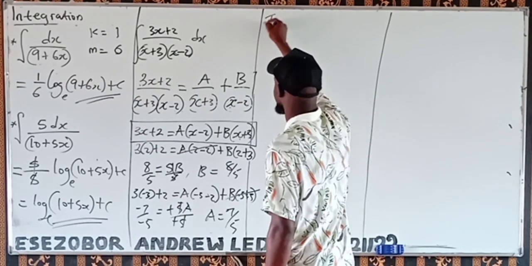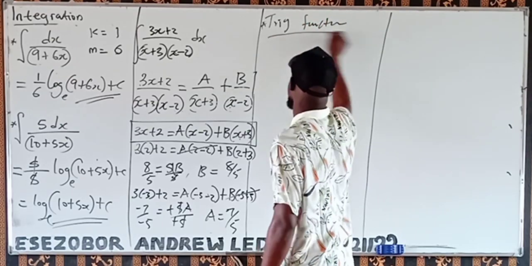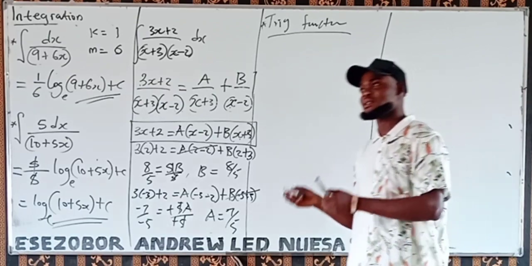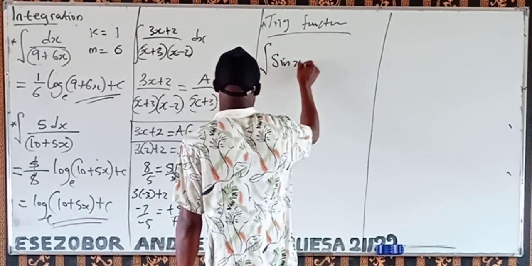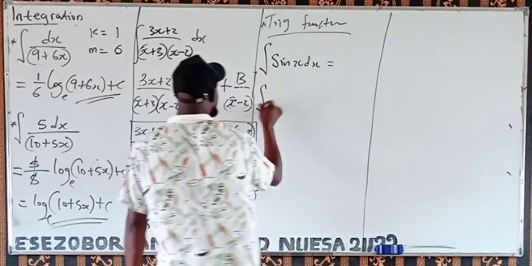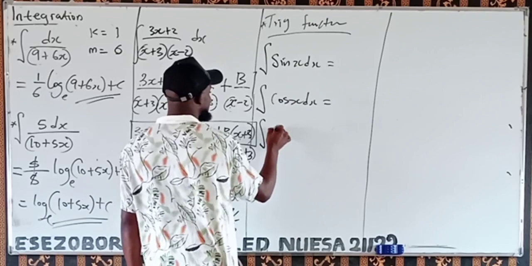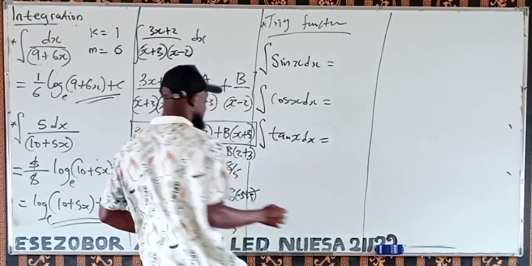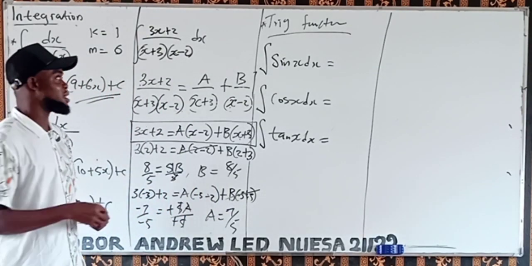So let's do trig functions. Now for trig functions, remember we have sin X, cos X, and tan X basically. If I integrate sin X, what will be the answer? If I integrate cos X, what will be the answer? If I integrate tan X, what will be the answer? That is the first thing I'm going to look at now.